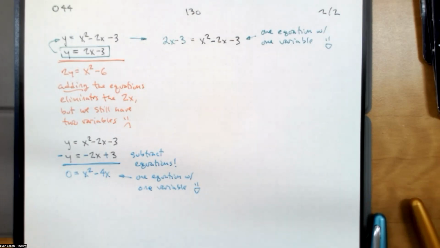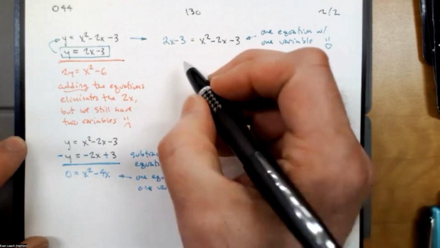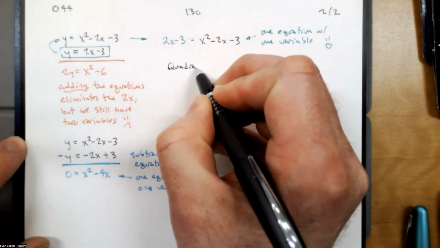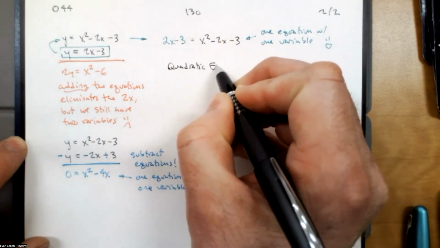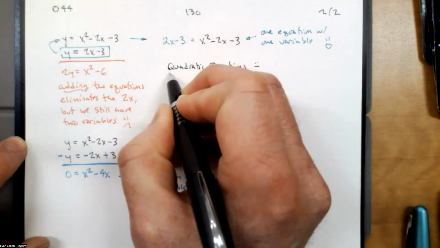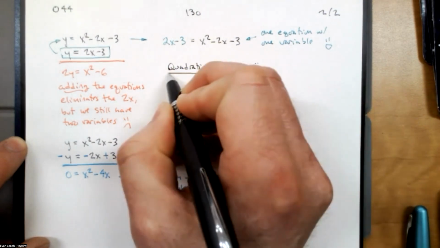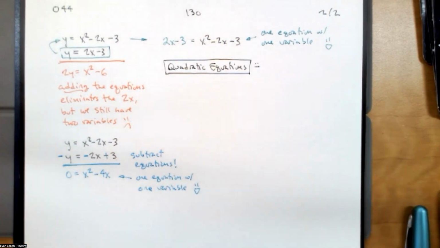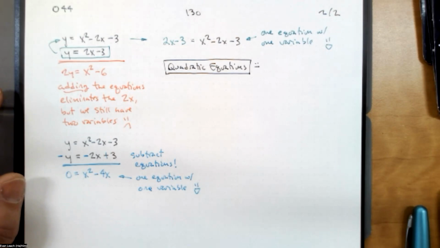So when we're dealing with quadratic equations, one of the strategies that we like to employ is to get everything on one side, write the equation in standard form, and then try to factor.